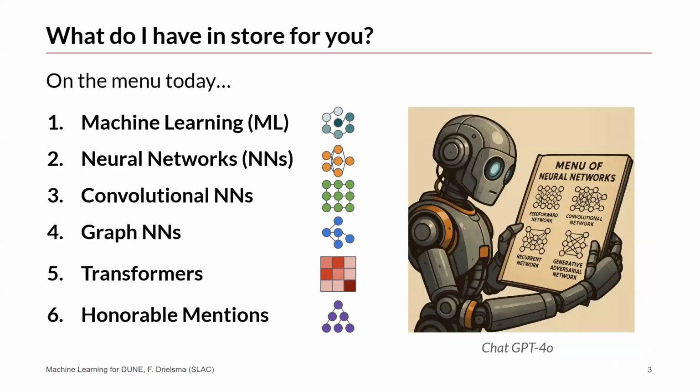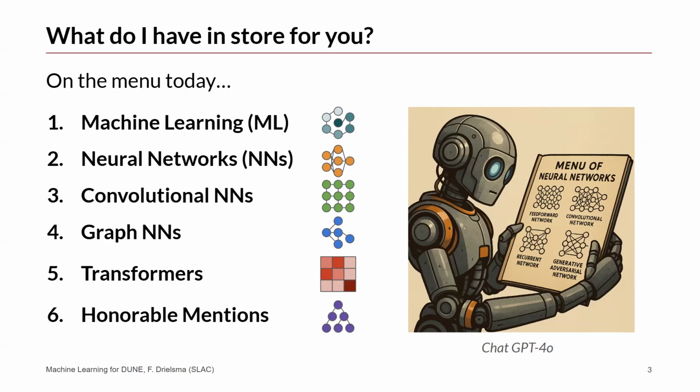So what I have in store for you today is I'm going to be talking about different topics in machine learning. I'm going to first introduce what machine learning is, and then I'll go down different specific architectures that are relevant to doing ML in RTPC, specifically neural networks, convolutional neural networks, graphs. Transformers are particularly important in recent years because it's the core architecture at the center of large language models.